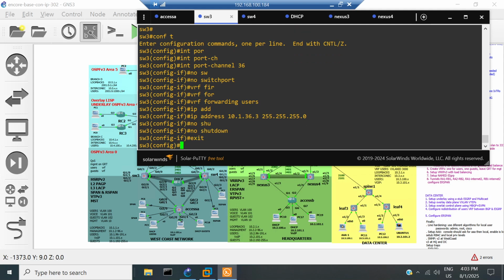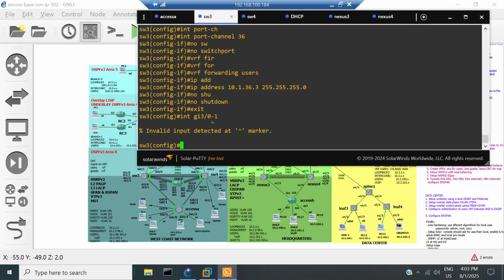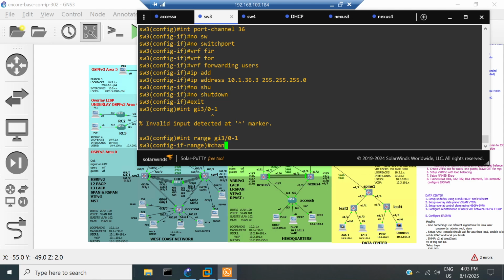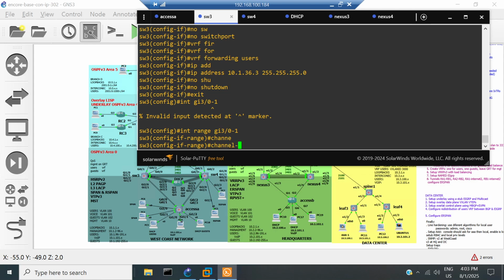And then I have to assign an IP address 10.1 from switch 3 to device 6. And then I am going to execute my channel group, 3/0 to 3/1. How do I know these are the interfaces? Because I can see these 3/0 and 3/1 in this diagram. Range, and then channel group. Notice that given this is a layer 3 EtherChannel, first I create the port channel and then I execute the channel group.